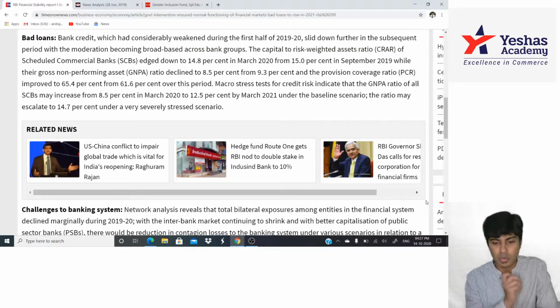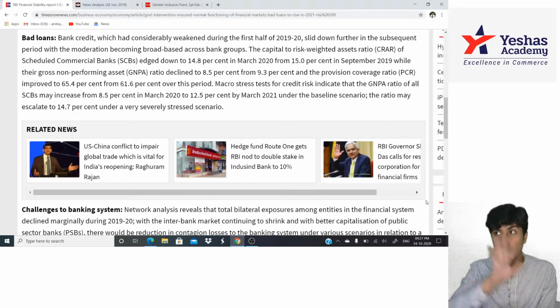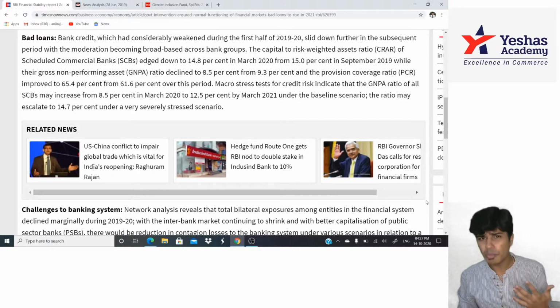So the provisions. What exactly is the provision coverage ratio? How much provision was there, and how much of it was used in covering the bad debt is the point here. Higher the provision coverage ratio, better for the bank. More bad debts have been covered by the provision. That's the point. Okay. Quick points.